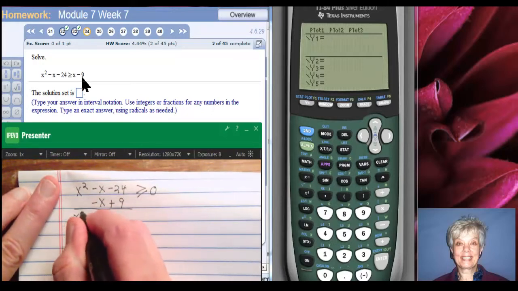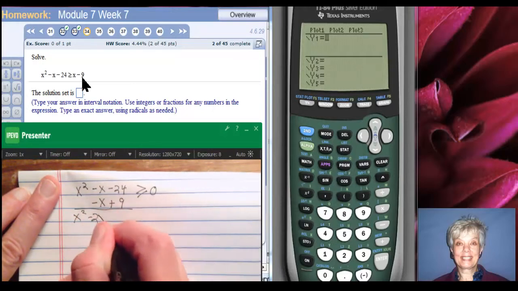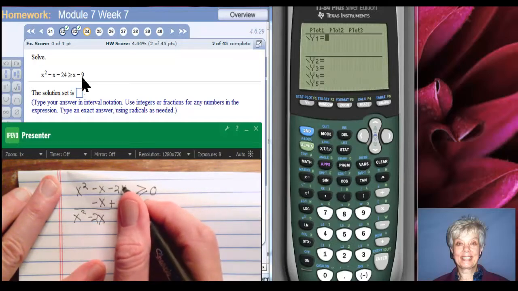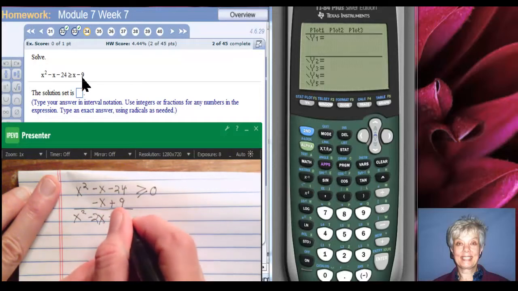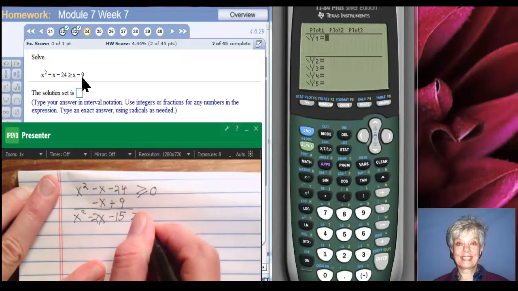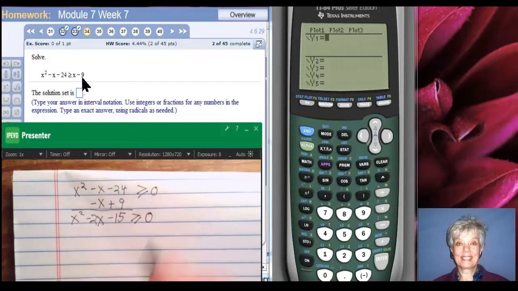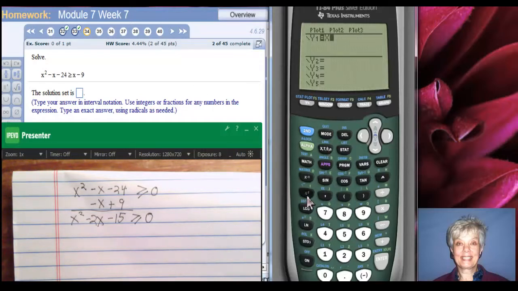Okay, this will give me x squared minus 2x. Now we've got minus 24 plus 9. This will be minus 15 is greater than or equal to 0. Let's graph that. x squared minus 2x minus 15. Graph.